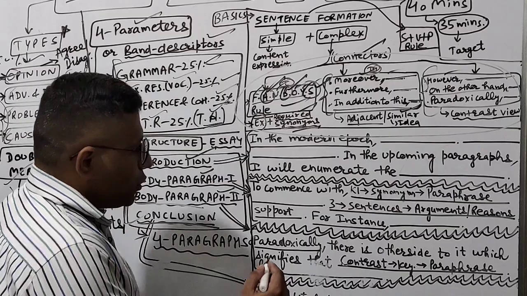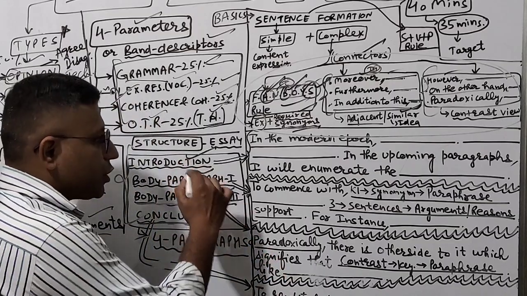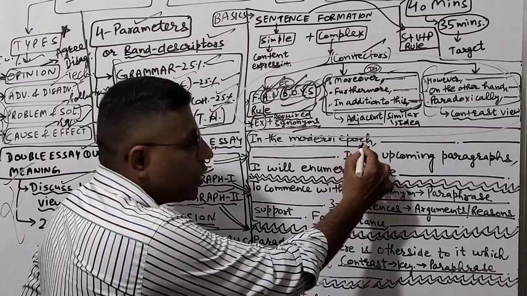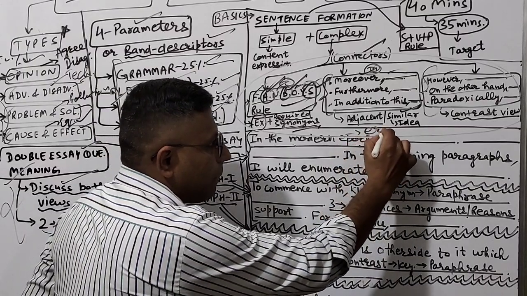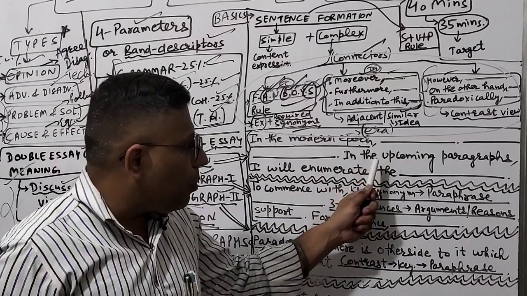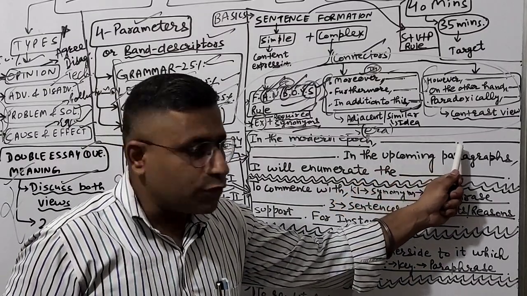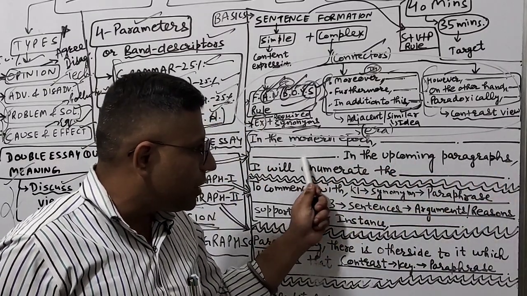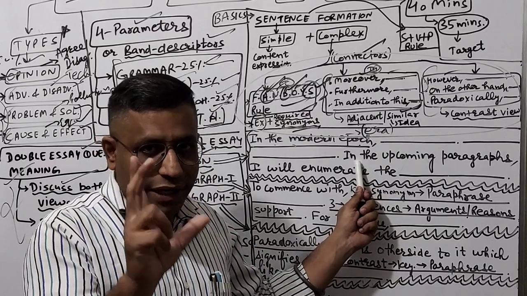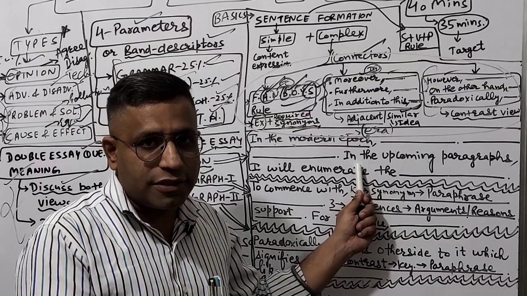See, the first paragraph, the introduction paragraph, could be started with the first line, in the modern epoch. So epoch means the era. Era means the timeline. Okay. In the modern epoch, comma, then you can write one sentence, full stop, then the next sentence, full stop, then the third sentence. It's your call. By understanding the theme line of the essay, you have to frame these 3 sentences.